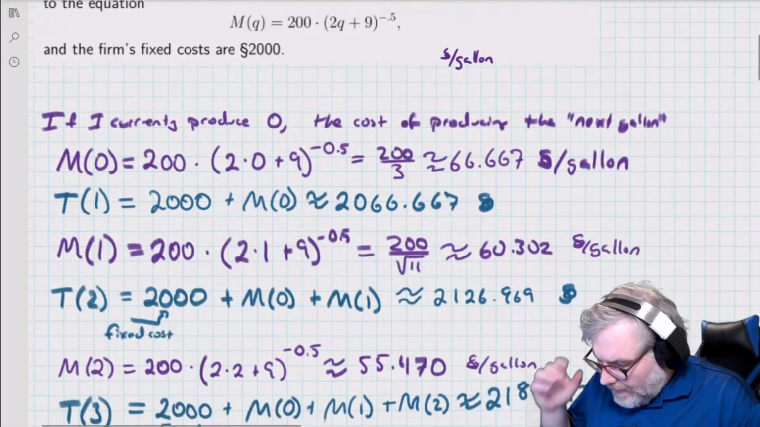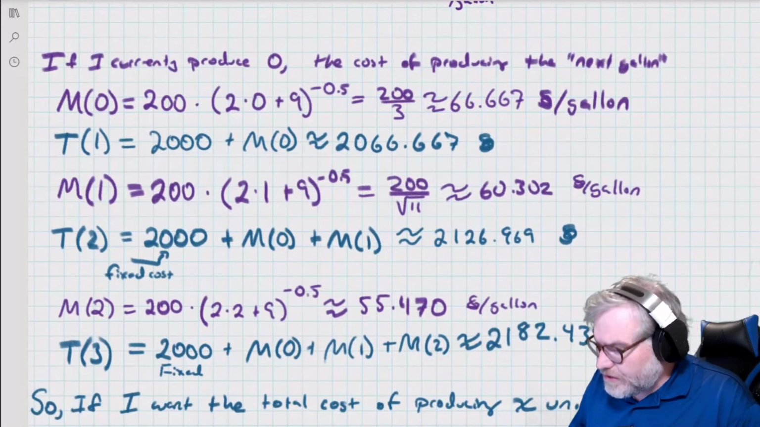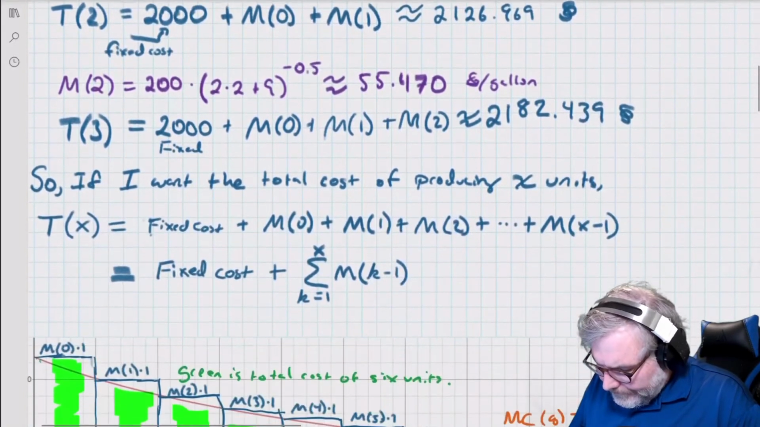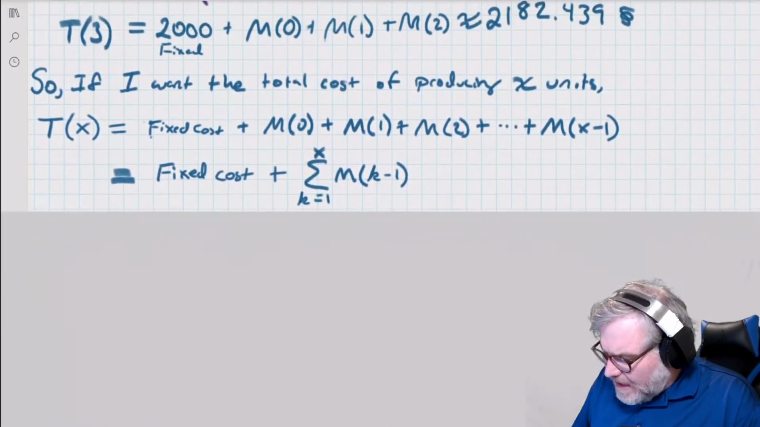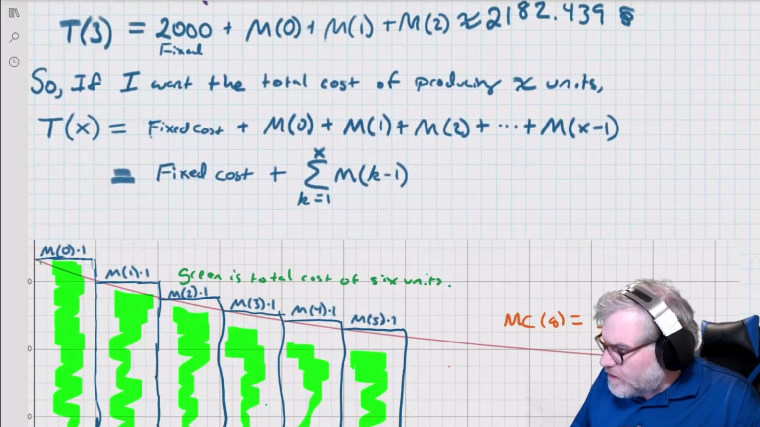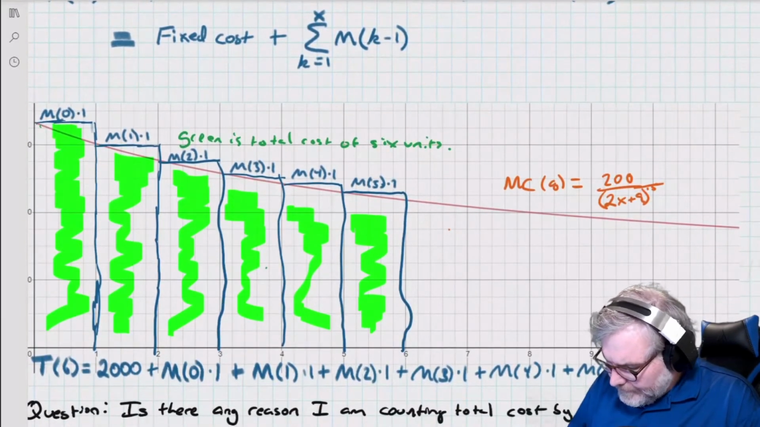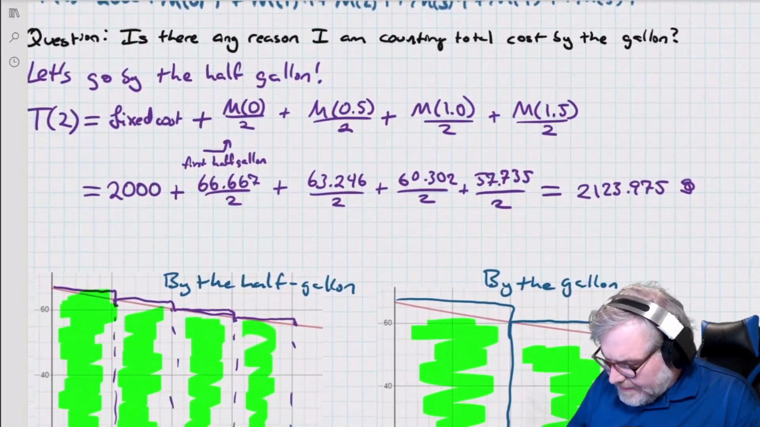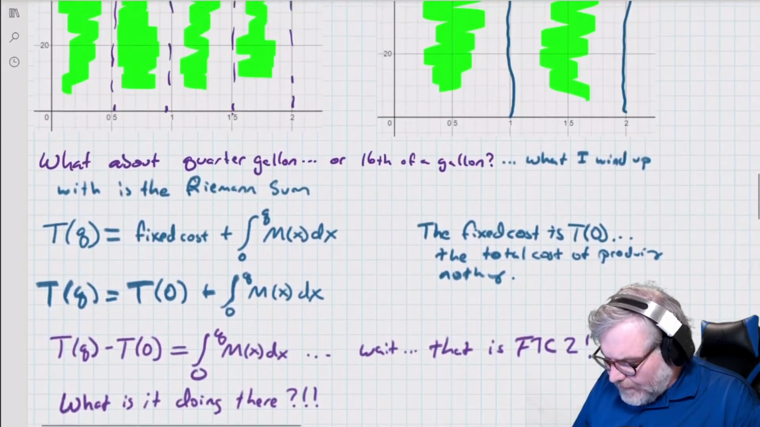So you can see how I've worked this out. These are the numbers that I just showed on the screen. So I have my fixed cost plus the sum of my marginal costs, and that corresponds to these rectangles. And then I could go by the half gallon, and so on and so forth.